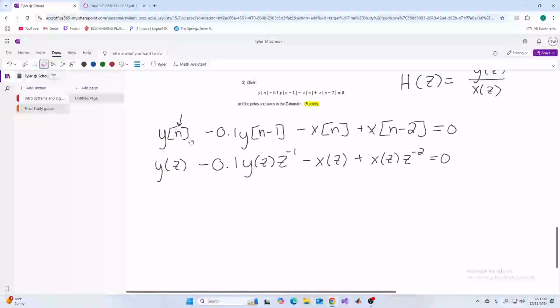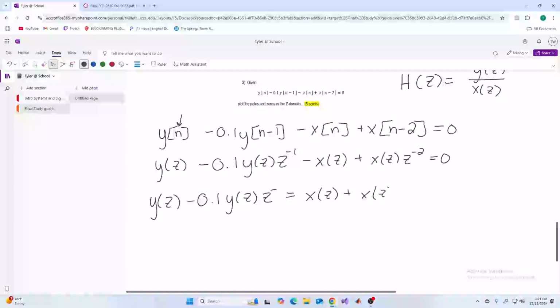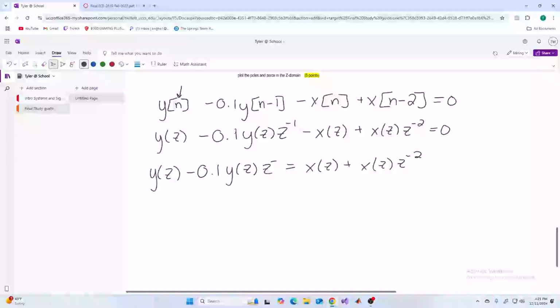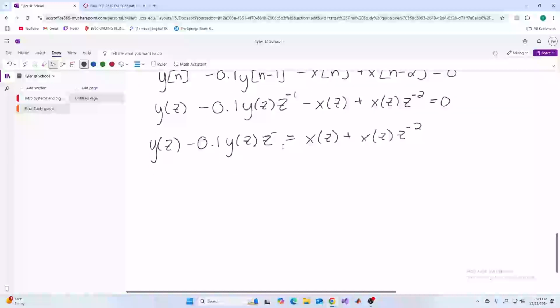Now, I need to put all my Y(z)'s on one side and my X(z)'s on the other side. To accomplish that, I'm going to put all my X(z)'s on the right and leave my Y(z)'s on the left side. So I'm going to get Y(z) minus 0.1 Y(z) z to the negative 1 equals X(z) plus X(z) z to the power of negative 2. Now, I need to factor out a Y(z) on the left and factor out an X(z) on the right.